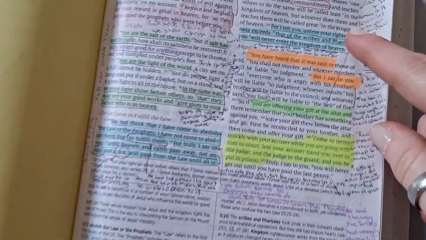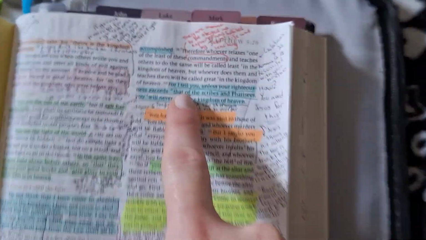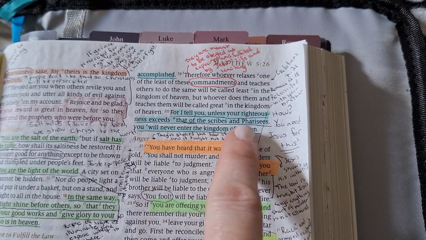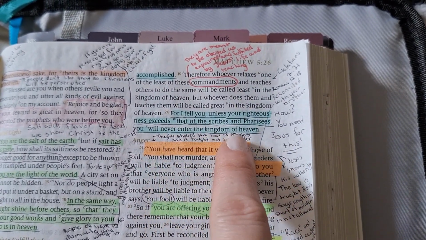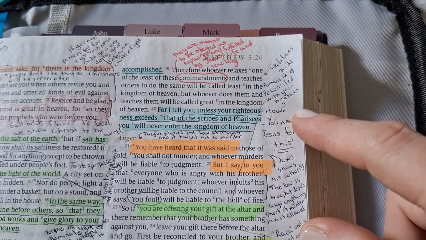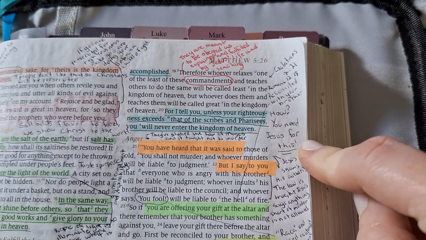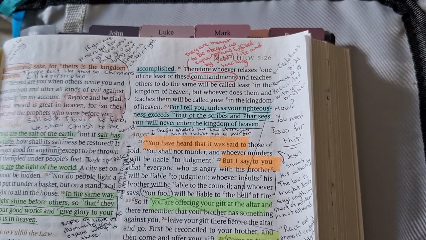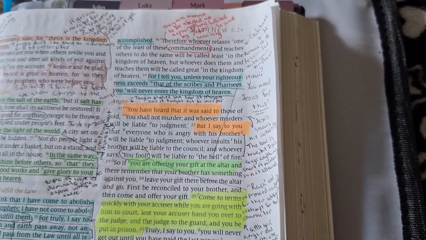Okay, so last part here. It says, for I tell you, unless your righteousness exceeds that of the scribes and the Pharisees, you will never enter the kingdom of heaven. So I wanted to point out, it's like how? It's like you need Jesus for this. I really want to emphasize this. You really need Jesus for that. Then we get into the anger parts.